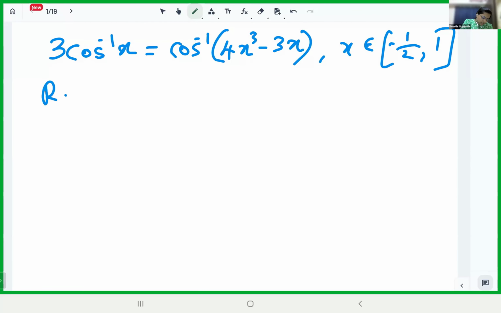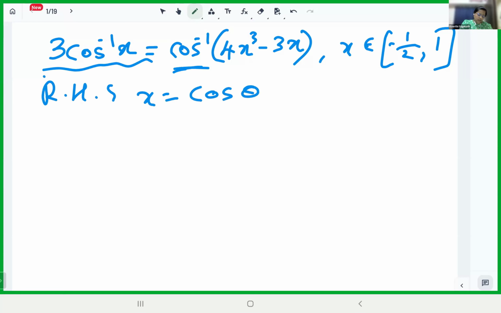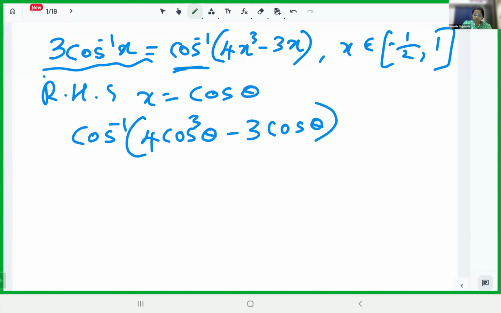Again, we are starting with the RHS only. Here, we don't have anything to solve, right? So, we are starting with RHS, cos inverse of 4x cube minus 3x. And since both sides have cos inverse, I'm taking x as cos theta. So, starting with RHS, it becomes cos inverse of 4 cos cube theta minus 3 cos theta. Is that clear to you?